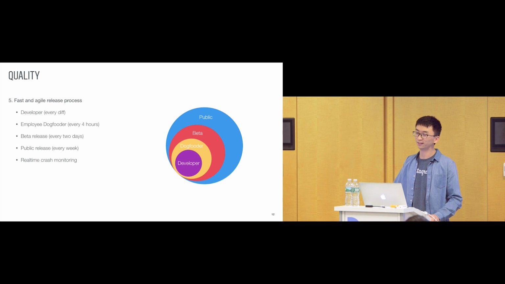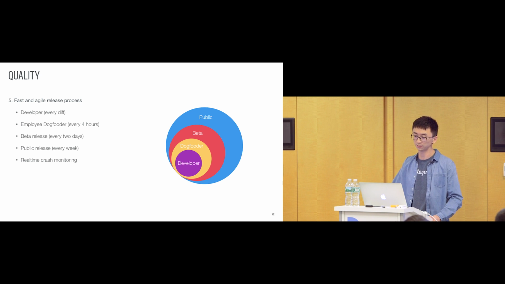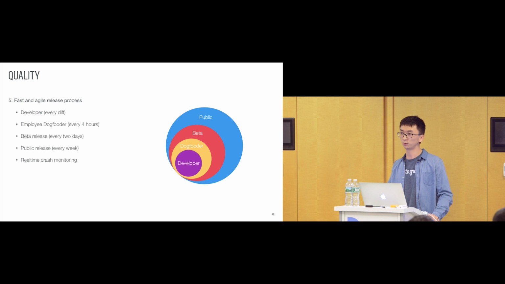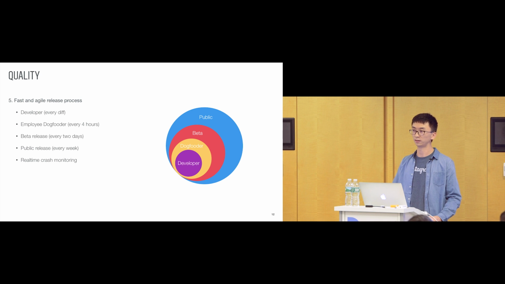Another part of keeping good quality is to detect the error as quickly as possible. That means you need a very fast and agile release process. For internal developers, we have continuous integration, so we build a new build for every diff. For employee dogfooders, we push a new build every 4 hours. We have a beta release every other day and a public release every week. That gives you a very fast iteration cycle.